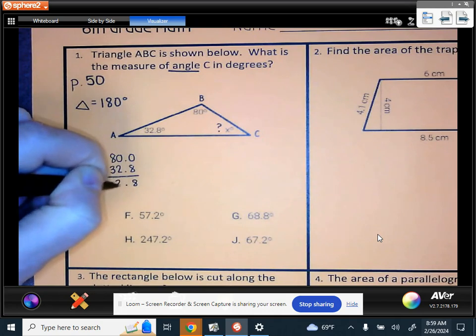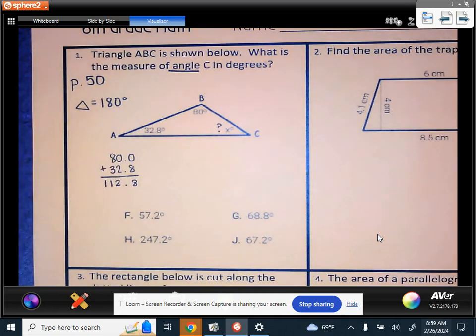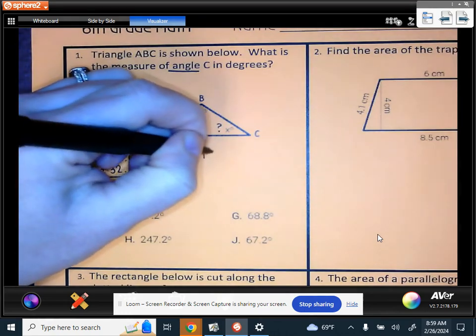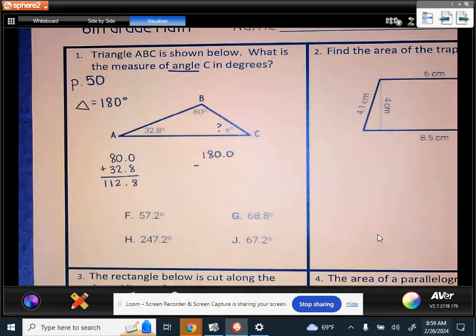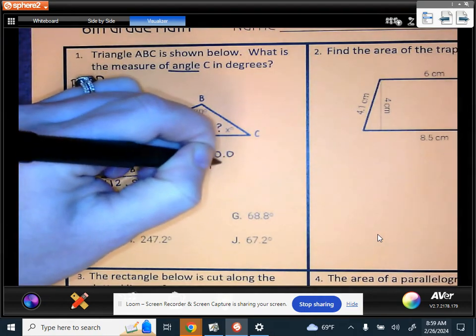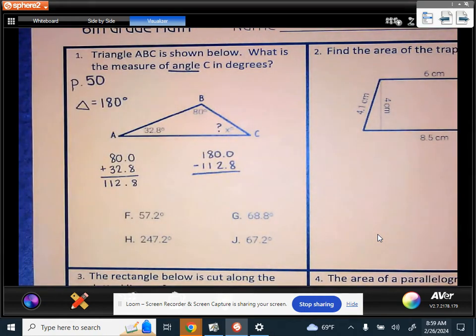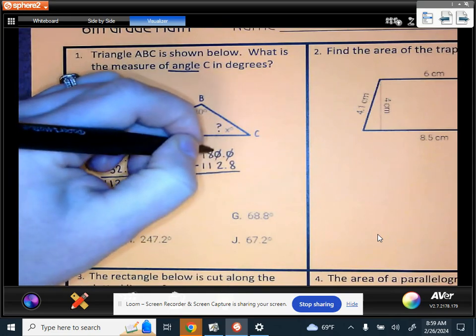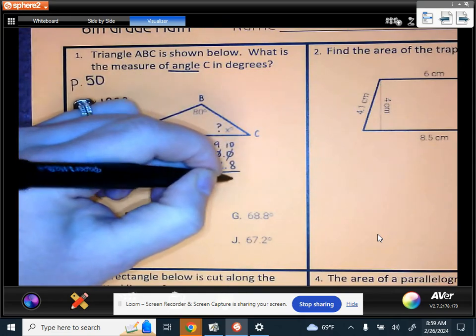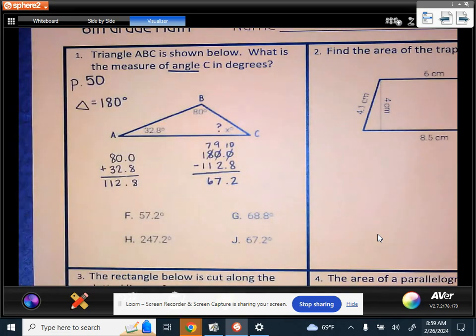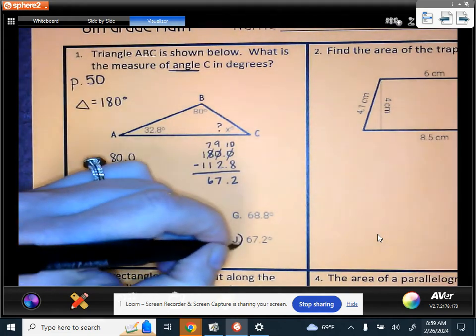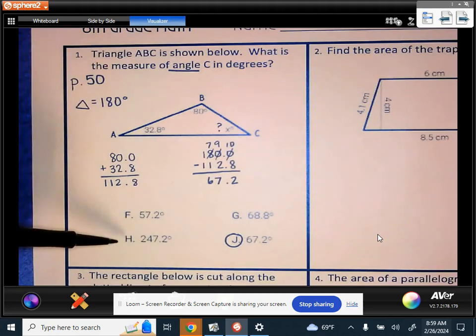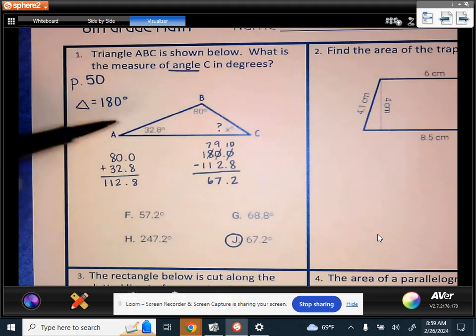When I add those together, that's going to give me 112.8. Then once we've added those together, we still have to subtract from 180. Again, we need to line up our decimal points, so make sure that you make it 180.0. We can't take 8 away from 0, so we have to borrow. And that gives me 67.2, which is answer choice J. Answer choice H, notice that's above 180. If all three of them together equal 180, there's no way that one of them alone is going to be 200 and something. So make sure you're not picking anything that doesn't make sense.